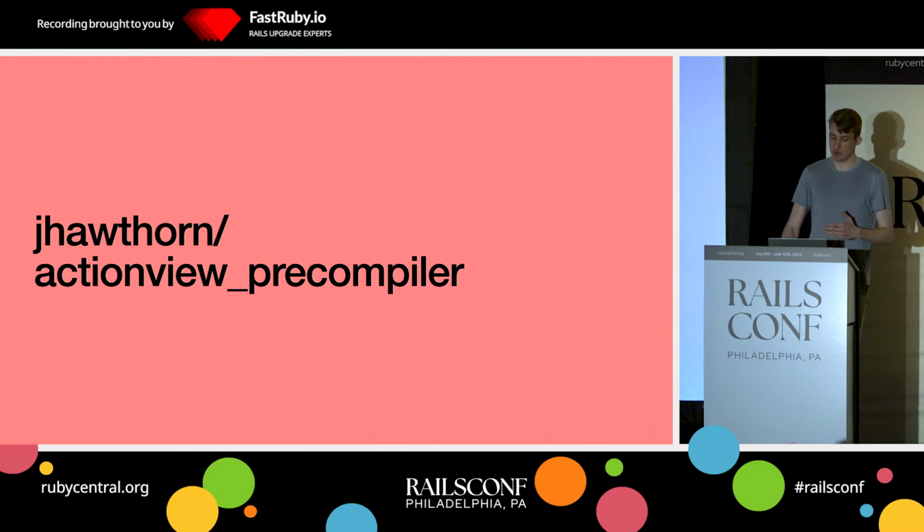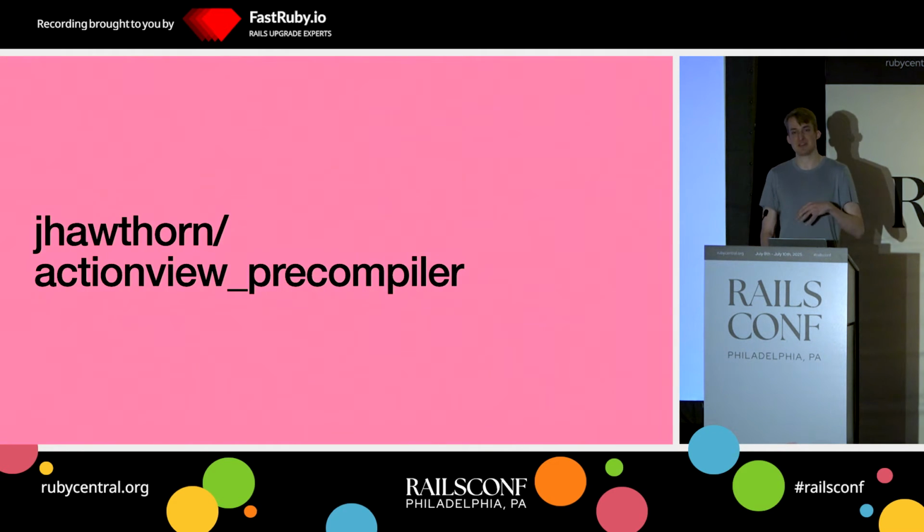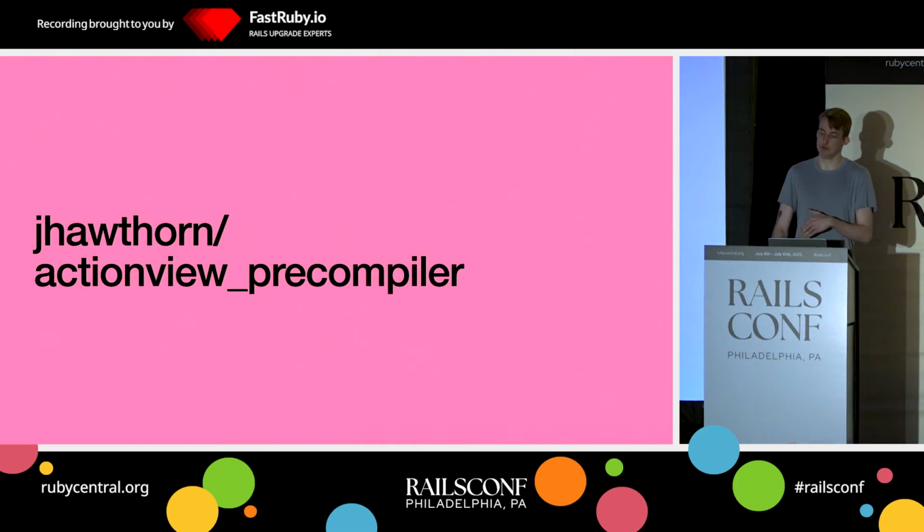And this is exactly what John Hawthorne did in a gem called ActionView Precompiler. It uses Ruby's Ripper parser to not only extract template names from render methods, but locals as well. And because of this, it's able to compile ERB templates when the application boots, which can lower the total memory usage. The way the gem works is actually quite straightforward, so let's do a quick walkthrough.